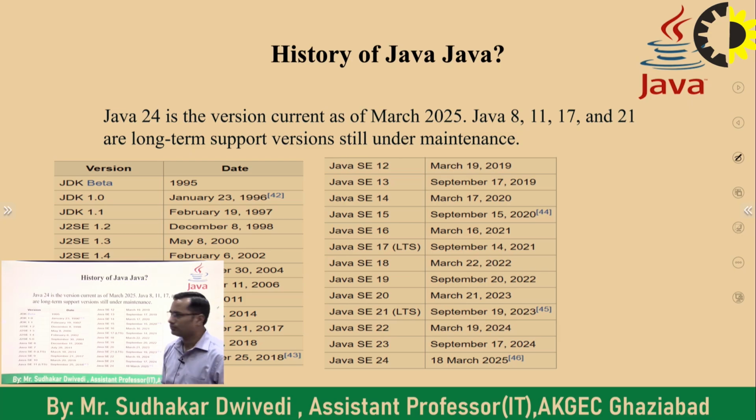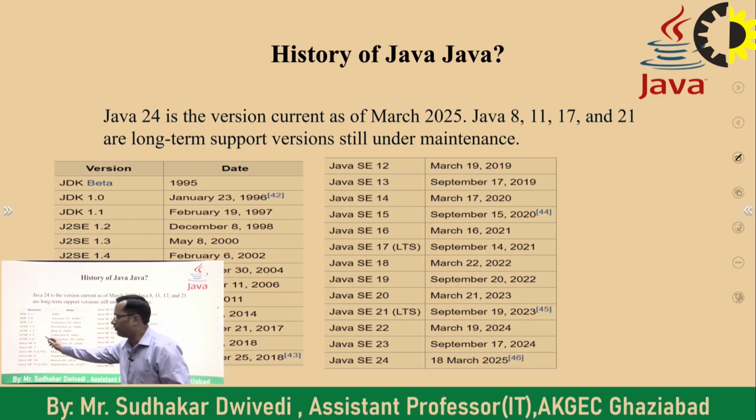As we know, Java was created by James Gosling at Sun Microsystems, and later on it was acquired by Oracle Corporation. The first version was released as a JDK beta in 1995, and then subsequent versions of Java were released. As we can see, JDK 1.0, 1.1, 1.2, and after 1.4, the major release is 5.0.